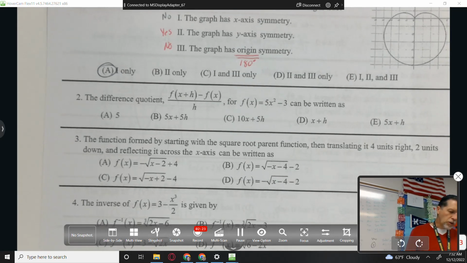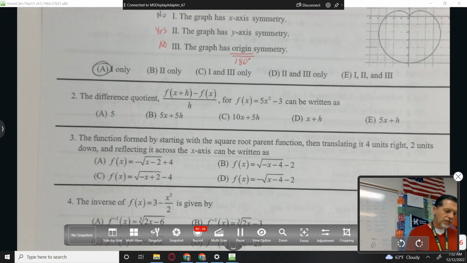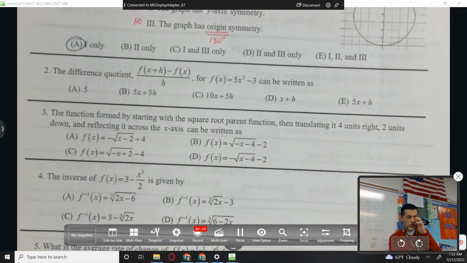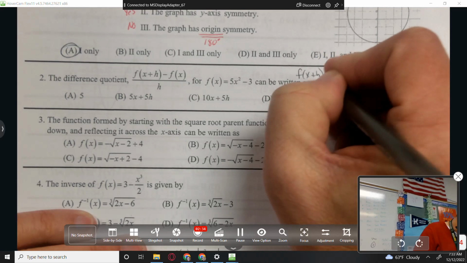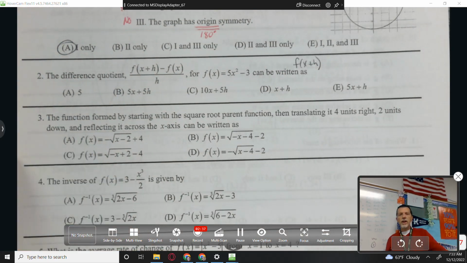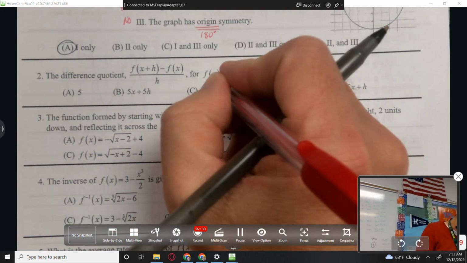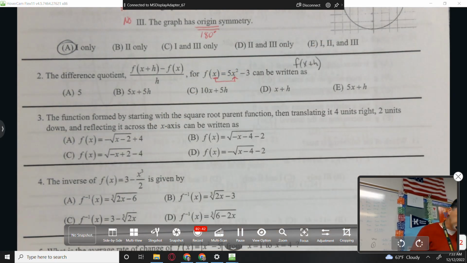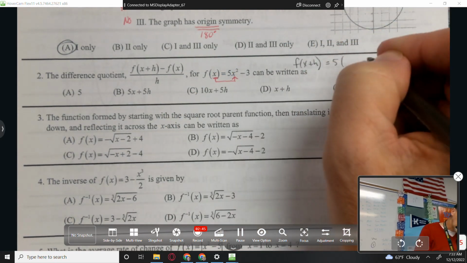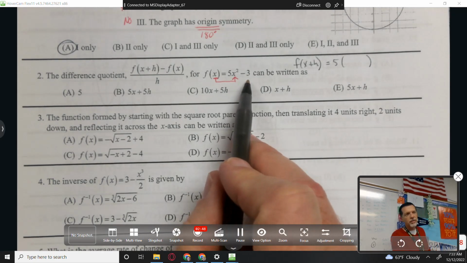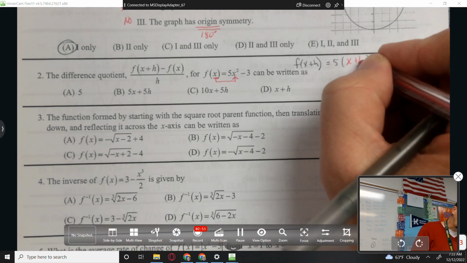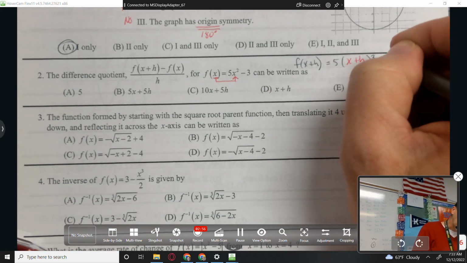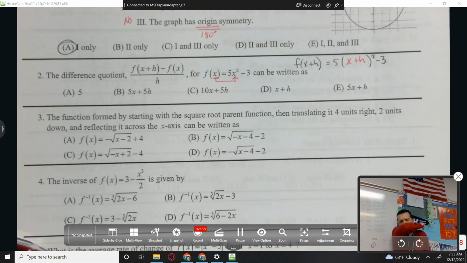Number 2, the difference quotient can be written as, okay, algebra for the difference quotient. Man, calculus students still struggle with this. f of x plus h. That means you take the f function, and wherever there's an x, you plug in x plus h. So you don't just go 5x squared minus 3 and stick a plus h on the end. It means wherever there's an x, you put in x plus h and leave everything else the same. So replace x with x plus h.